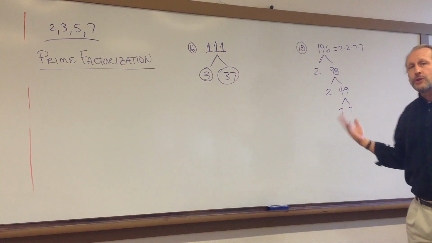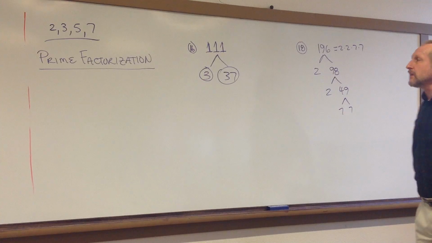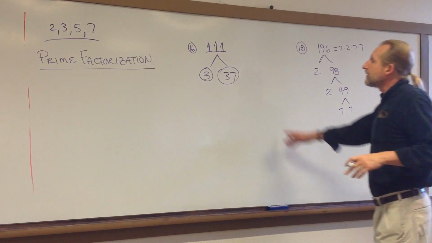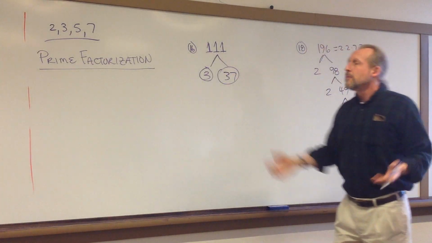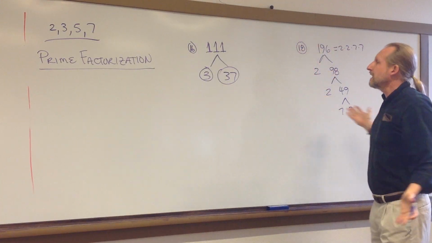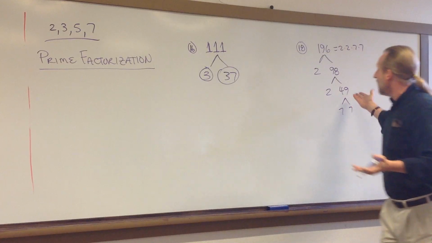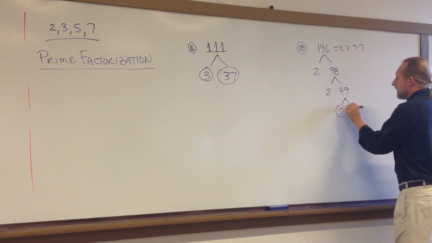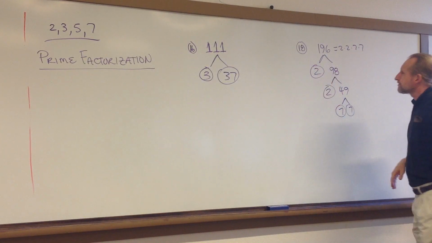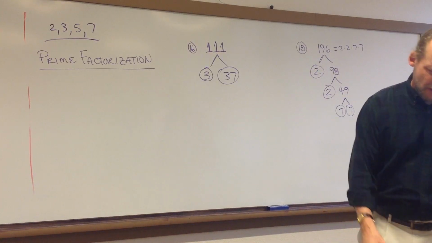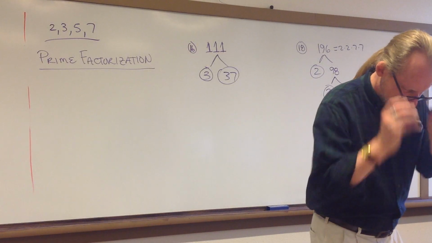So it's good to know your times tables when you're doing something like this. I mean, I knew that 37 was prime because I know that 5 times 7 is 35, and so on. I also recognize this 49 as being 7 times 7. All right, let's keep going here.